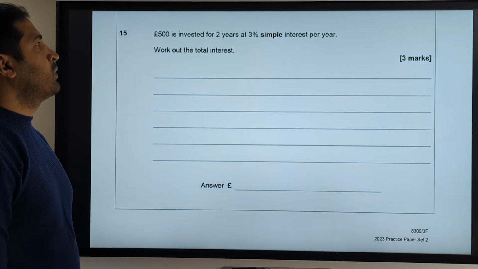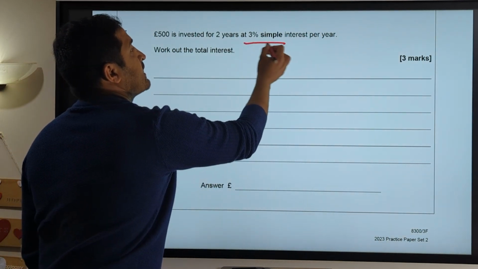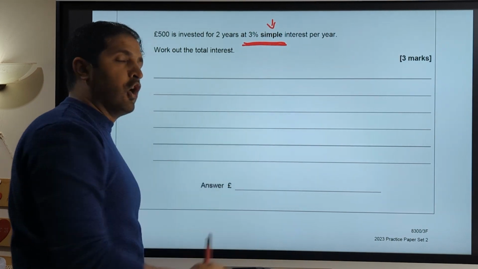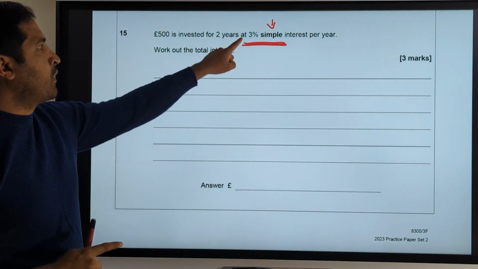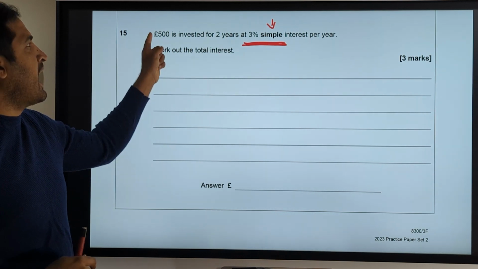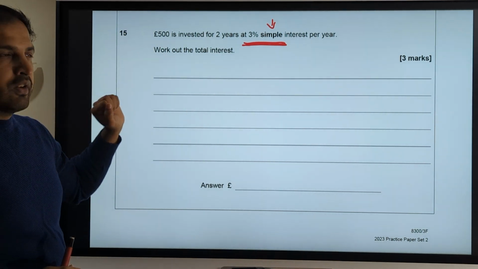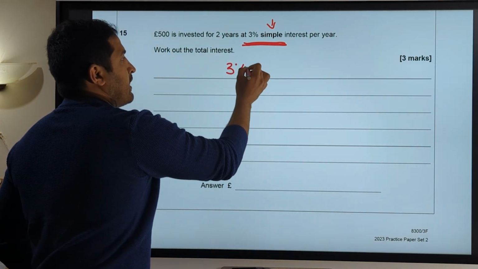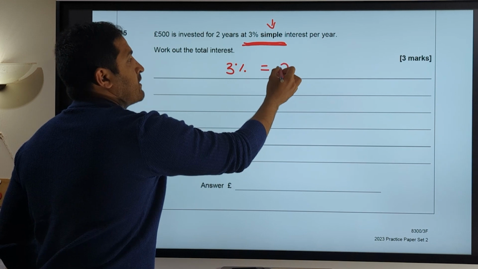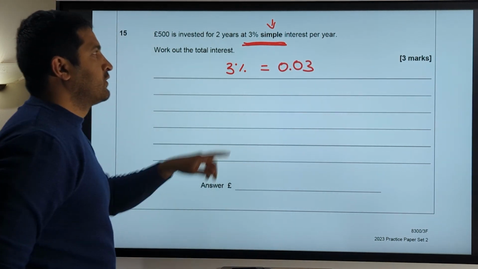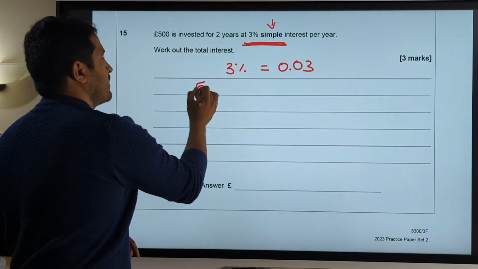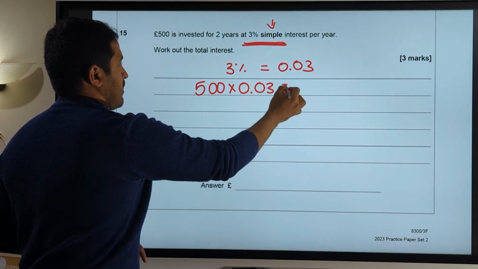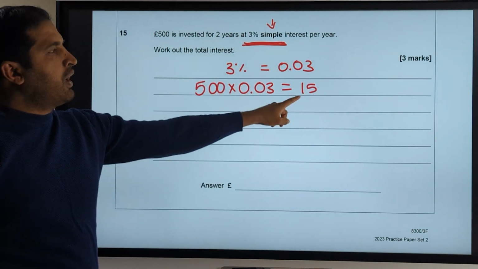£500 is invested for 2 years at 3%, and it's simple interest. It's been written in bold letters, simple interest, not compound interest. So we need to work out what 3% is. If you're using a calculator, 3% is 3 divided by 100, which is the same as 0.03. So you multiply 500 by 0.03 and I get 15. So that's the interest in 1 year.